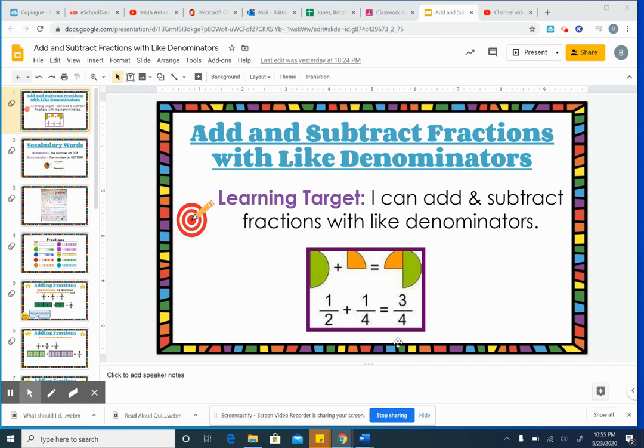Hi, boys and girls. This week we're going to be talking about adding and subtracting fractions with like denominators. Now, our learning target for the week is I can add and subtract fractions with like denominators.